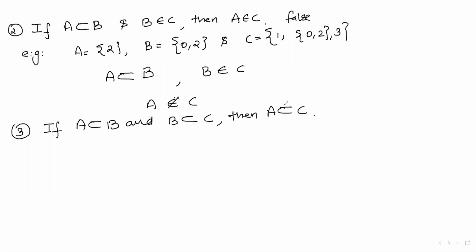Done, sir. Good. Savan, please tell me the third one, this is true or false? This is true. If A is a subset of B and B is a subset of C, then A is also a subset of C. How? Let's take an example, but after the example we will prove this also, because in the question it is mentioned to prove it if this is true. So just give me a minute.